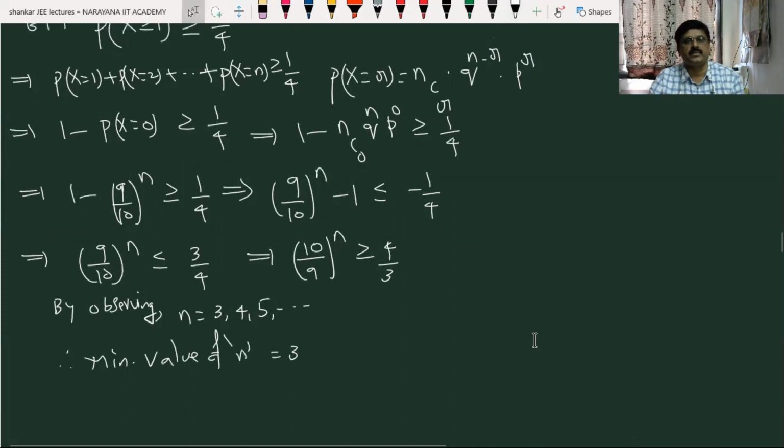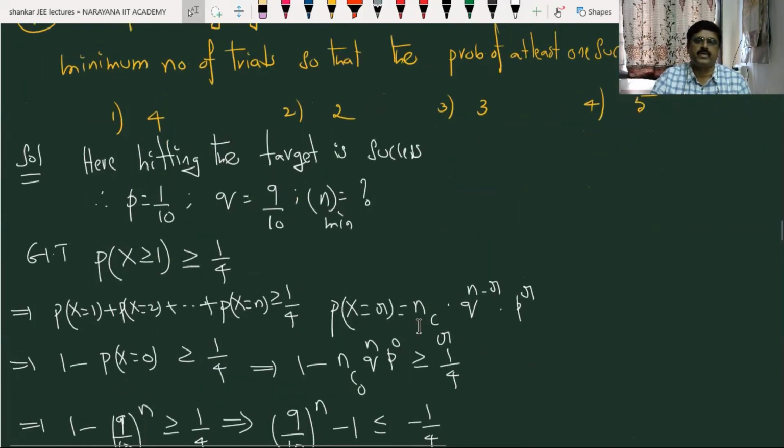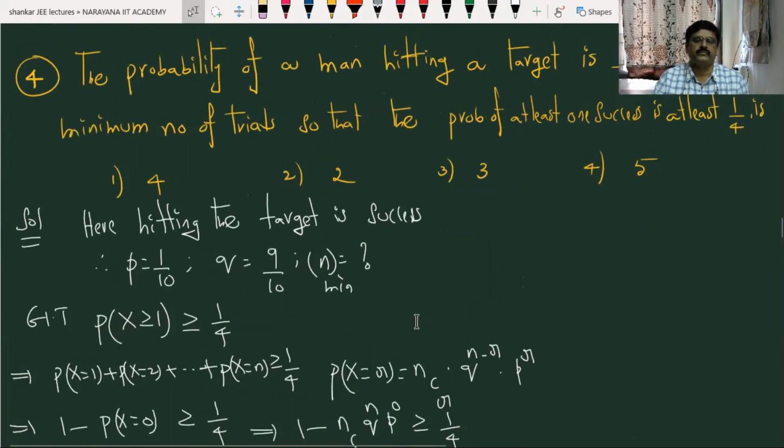See this, students, it is a simple problem based on binomial distribution of the probability chapter. So here hitting the target is a success, and accordingly we can do the problem, students. Carefully note down.